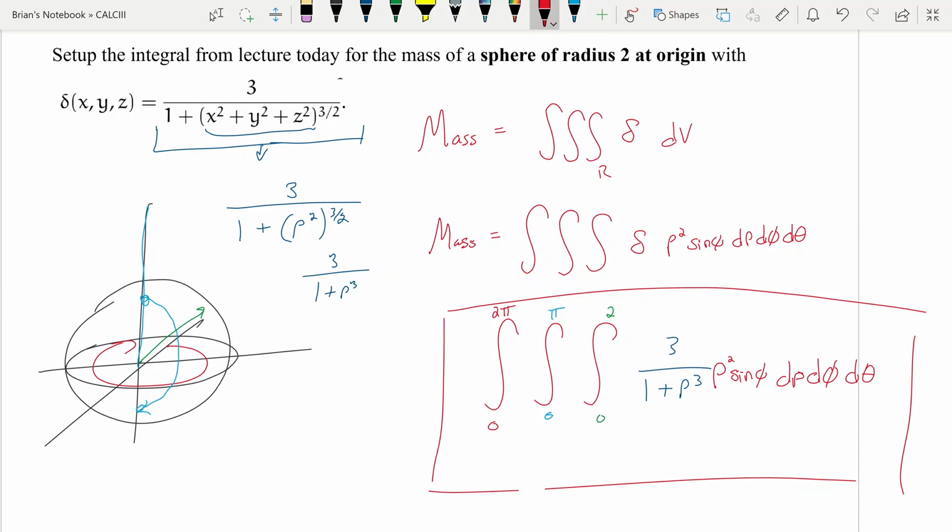So are there any questions about that, setting up integrals? Questions in the chat? Questions in the voice? Awesome. All right, cool. I see no confusion in your avatars on WebEx, so we're going to keep moving.